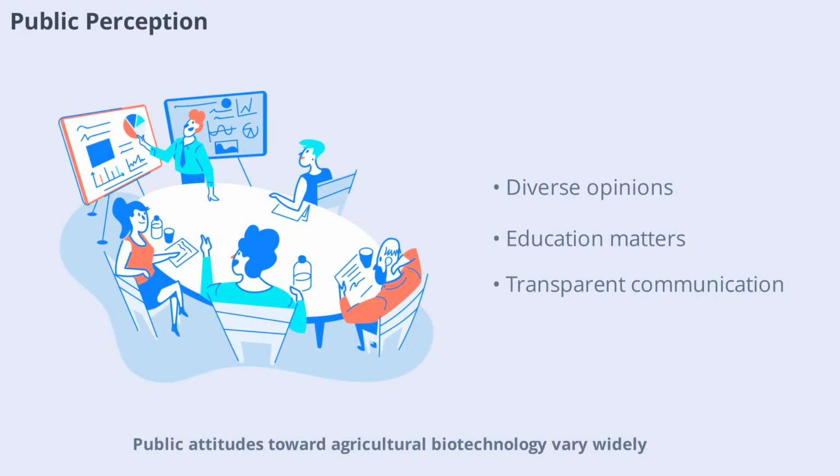Public attitudes toward agricultural biotechnology vary widely. Some people embrace the technology for its potential to solve food and environmental challenges, while others express concerns about safety and ethics. Education and transparent communication are key to addressing misconceptions and building informed opinions. As biotechnology continues to evolve, public engagement will play a crucial role in shaping its future.